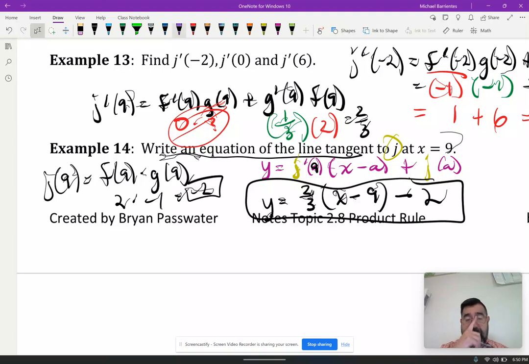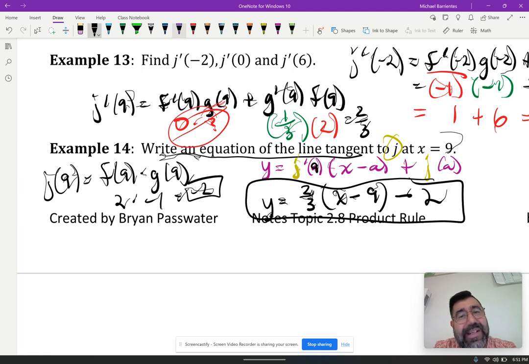So the moral of the story is, yes, it can get a little bit more complicated. However, if you follow the setup for the product rule, it's really not that bad. Take the derivative of the first times the second plus the derivative of the second times the first. And since we're looking for the equation of the tangent line, I need to find the derivative, which was 2/3. I need to know an x coordinate, which was 9, what they gave me. And I need to know the y coordinate that goes with that x coordinate, which I found by plugging 9 into the original function j as a product of the f at 9 and g at 9. That's a lot of letters. That's a lot of lines. But I think we found our equation of the line tangent to that function j.